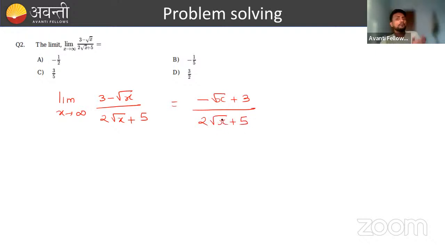Okay, so now we will try to make everything in the denominator only, right? Because here we are saying if we put x tending to infinity, it is minus infinity divided by 2 into infinity plus 5.